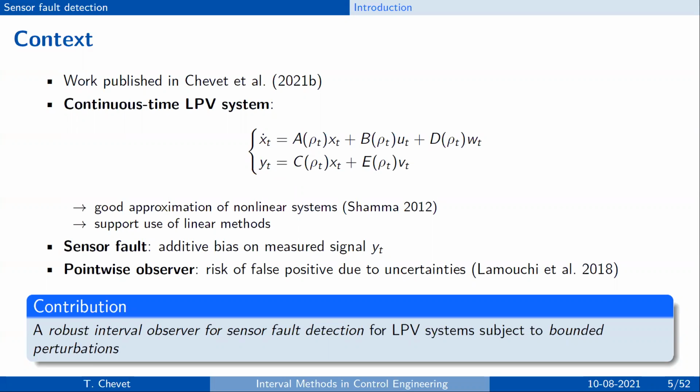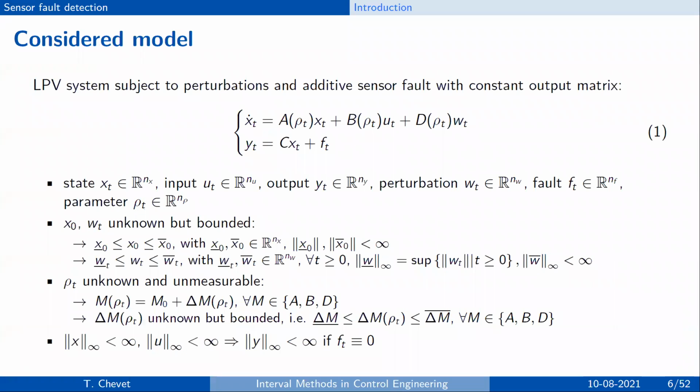So, as we published in a paper for the European Safety and Reliability Conference of this year, in this paper, we proposed a robust interval observer to detect these sensor faults on this kind of systems. So for a bit of precision, the model we considered is this one, where we have a linear parameter varying state equation and a linear time invariant measurement equation, which can be subject to a fault signal.